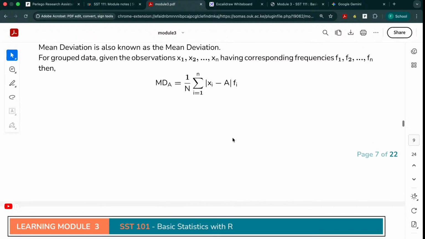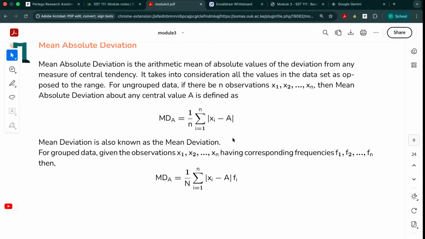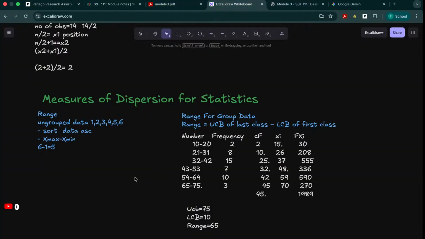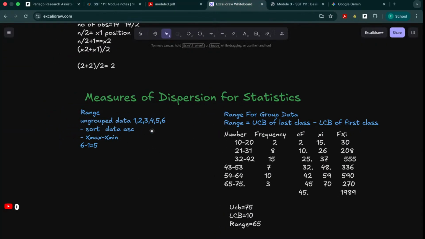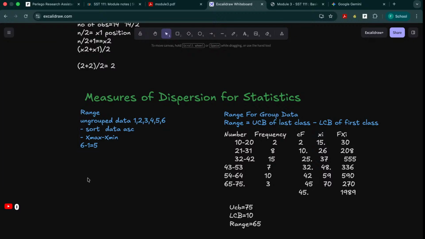So we also have mean deviation. Mean deviation shows how many steps each data point is away from the mean. Let's do an example of the same data here.